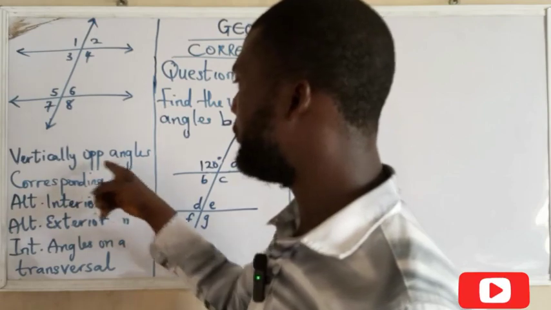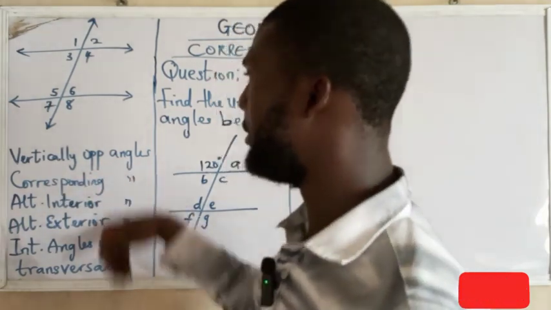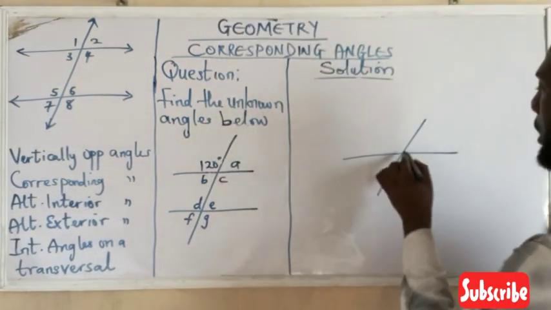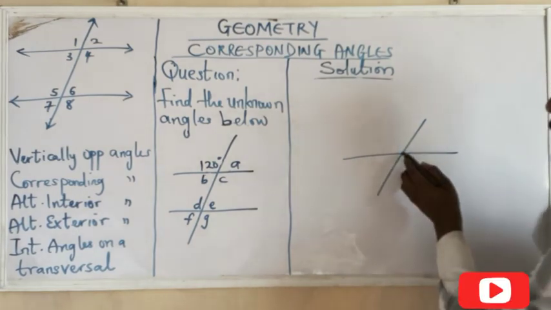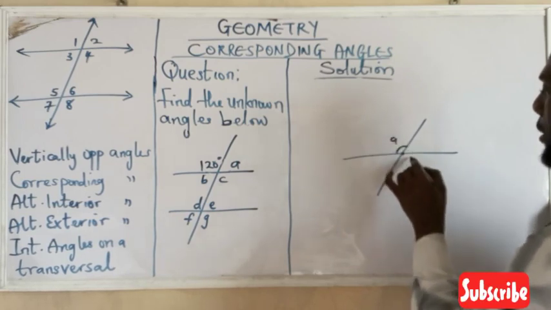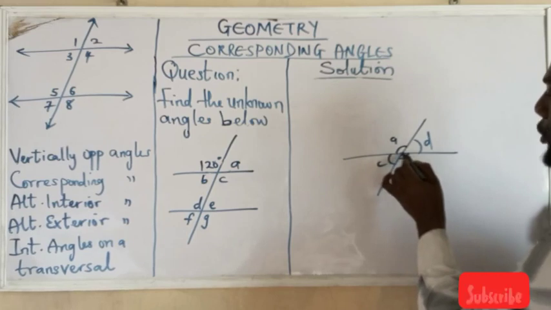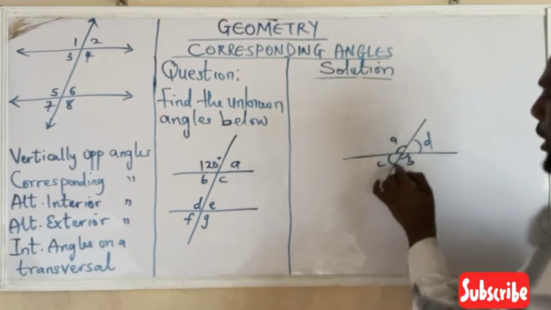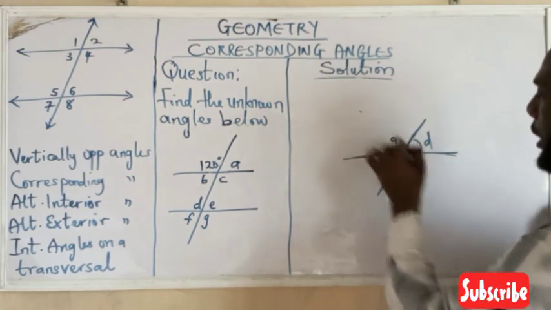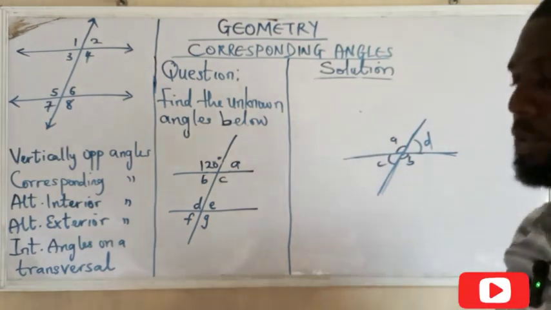But we've talked about vertically opposite angles. I discussed that in my last video: when two lines intersect and share the same vertex point, the angles that they form are vertically opposite angles. That is, since they share this vertex, this angle here is equal to the angle here, and this angle here, which is A, is equal to the angle here, that is B. So that is vertically opposite angles.